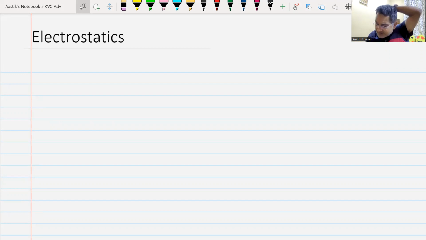This is electrostatics. We are beginning with electrostatics, lecture 1. Electrostatics is basically part of electromagnetism. Electromagnetism is a branch where we study electric and magnetic fields. They are the same, created from the same concept, explained by the same theory, and therefore this topic is known as electromagnetism.